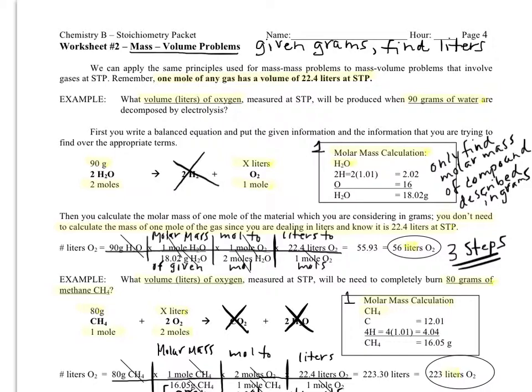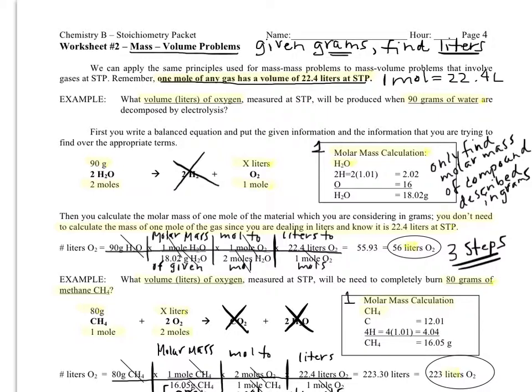In this case, if you're given information in grams, you will still have to calculate a molar mass for the compound that you're told about in grams. But because you're going to try to solve for something in liters, you do not need to do a second molar mass calculation. Instead, you just need to remember what we know from the moles packet. 1 mole of any gas has a volume of 22.4 liters. So we need to use this conversion that 1 mole equals 22.4 liters in place of one of the molar mass steps in our stoichiometry problem.